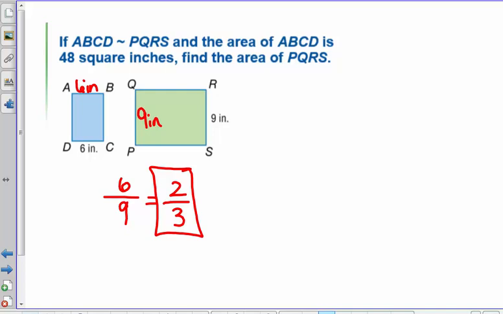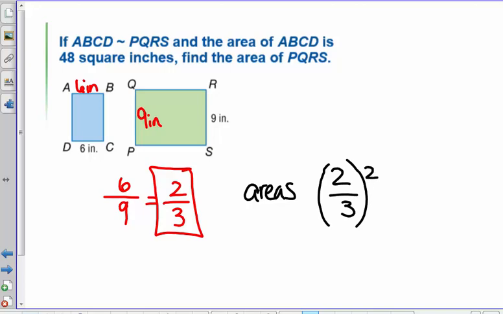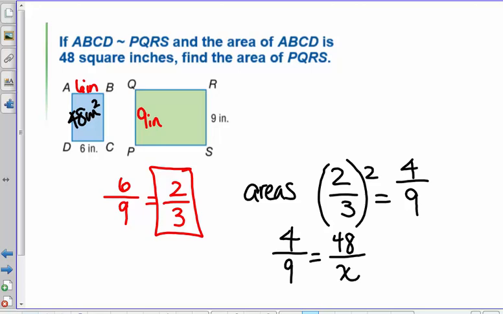Now I need to find their areas. Well, the first thing I have to do is square that similarity ratio. 2 over 3, squared, equals 4 over 9. Okay, the next thing you see is that the area of the smaller shape is 48 square inches. Here's my similarity ratio for my areas. So 4 over 9, which is going to set up a proportion, is equivalent to 48 over x. I need to find the area of this shape.